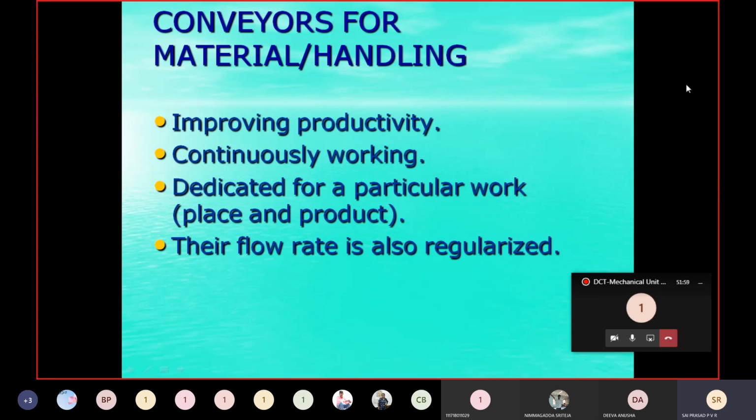Wherever automation is there, definitely below it we have a conveying system. So hence we conclude that for improving our productivity, we are supposed to go for conveyor belts. That is important. Then the next one is that they work continuously, so we need not stop them in between.